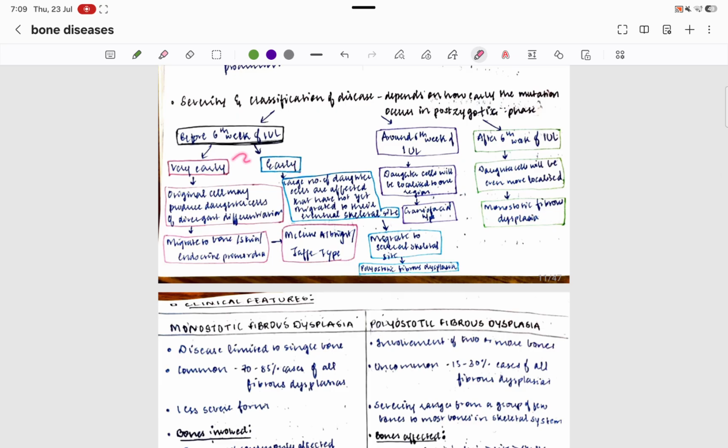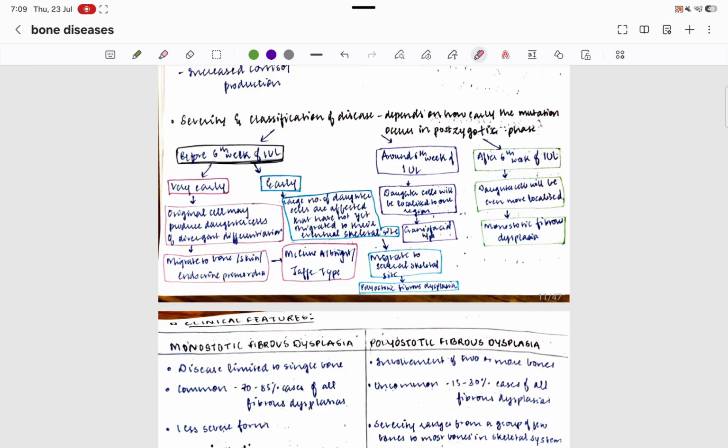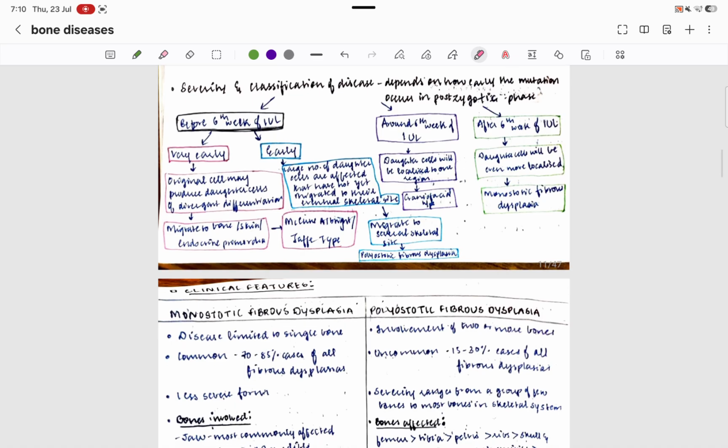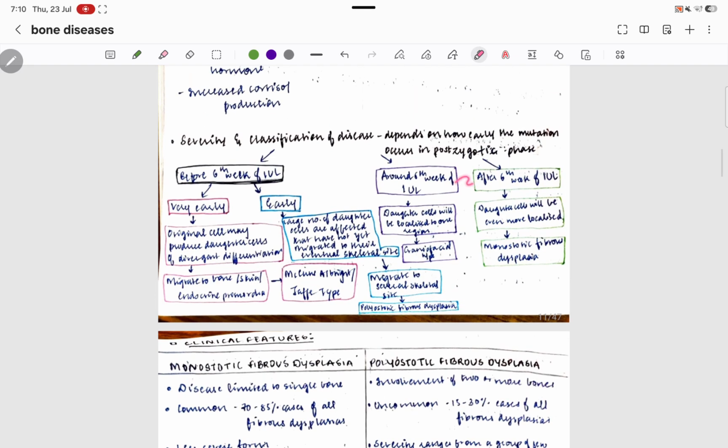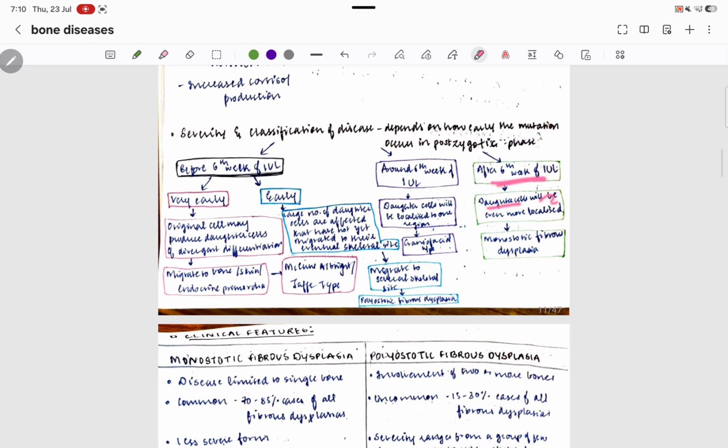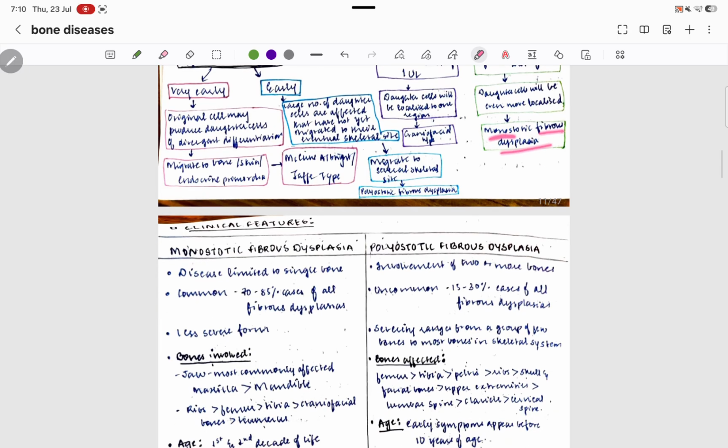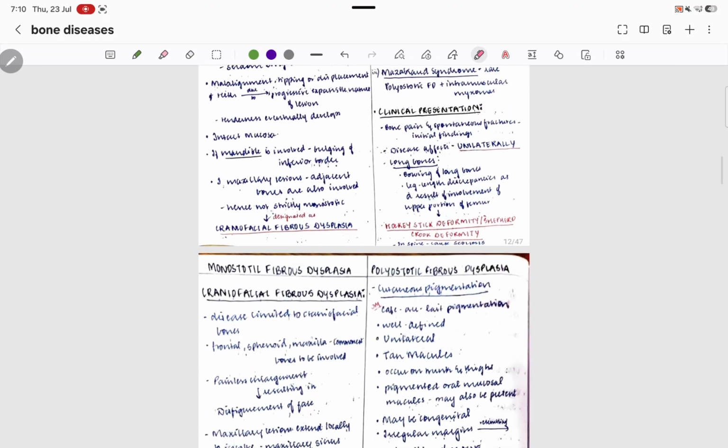Then coming to where this is very early: a large number of daughter cells are affected that have not yet migrated to their eventual skeletal site. So these daughter cells do not travel immediately, rather they travel eventually to the skeletal sites, and they migrate to several skeletal sites and cause polyostotic fibrous dysplasia. Then in the 6th week, the daughter cells will be localized to one region. If it is localized, it is craniofacial. After 6 weeks, if the daughter cells are even more localized, it is monoostotic fibrous dysplasia. Now we will see what this monoostotic and polyostotic is all about.